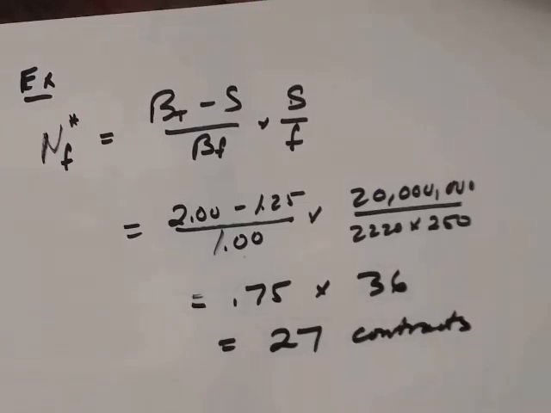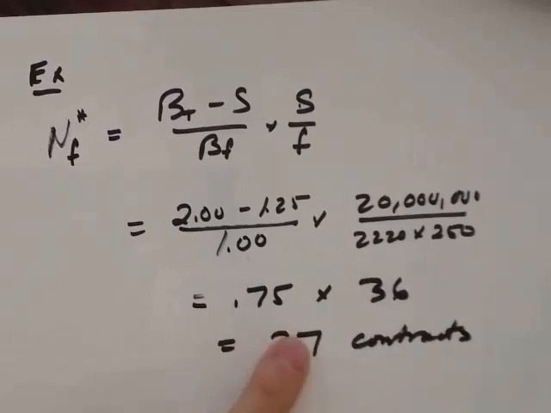Okay, so that was the question. Well, there were 2 questions. How many contracts do you need? 27. And do we go long or short? We need to go long. And again, that's very intuitive. If you're taking on additional risk, you want a higher target, then you're going to have to go long.